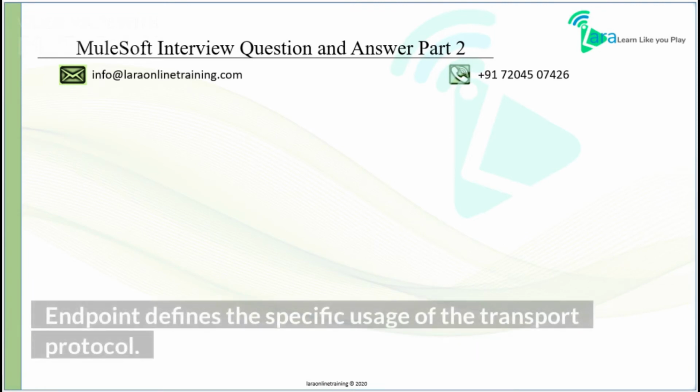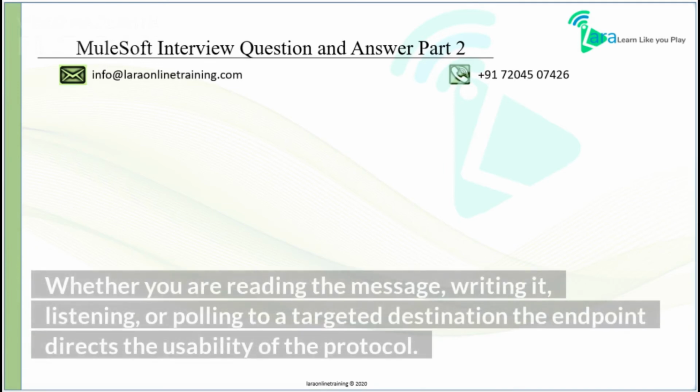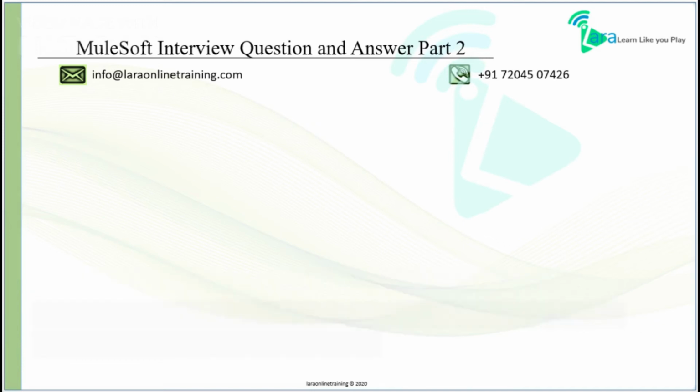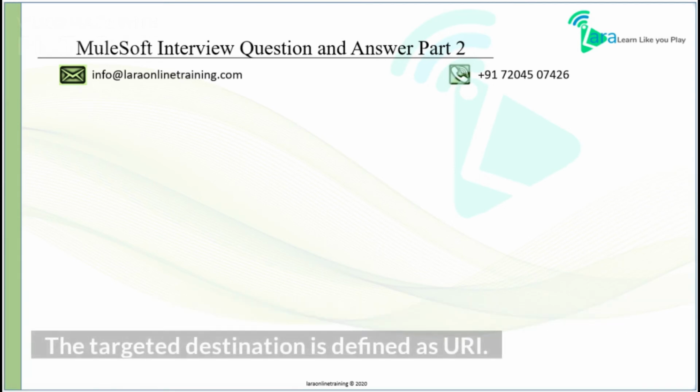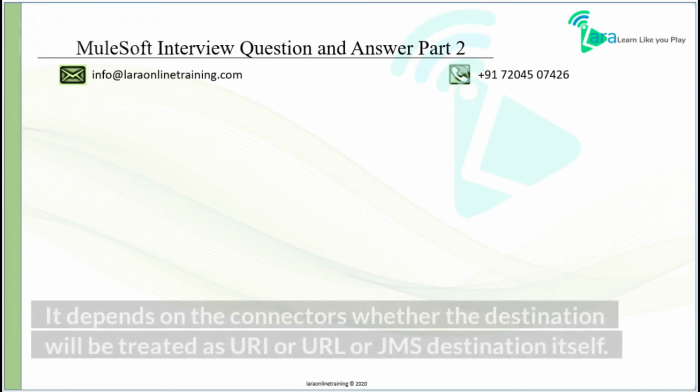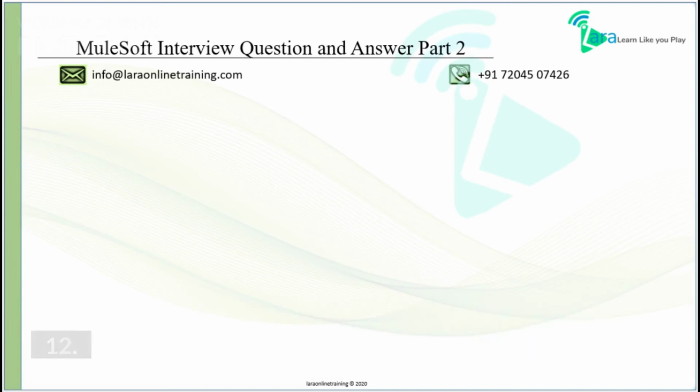11. Define the purpose of endpoint in Mule. Answer. Endpoint defines the specific usage of the transport protocol. Whether you are reading the message, writing it, listening, or polling to a targeted destination, the endpoint directs the usability of the protocol. Endpoint controls the underlined entity which ensures the usability of the connectors. The targeted destination is defined as URI. It depends on the connectors whether the destination will be treated as URI, a URL, or JMS destination itself.